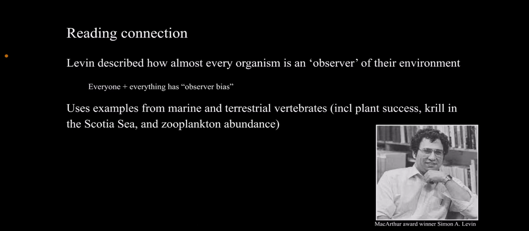Robert MacArthur's work was very monumental. An award was made in his name and once was awarded to Dr. Simon A. Levin. He describes how habitat scale is very important in spatial ecology and could possibly be distorted. His work described this as every organism being an observer of their environment. And this could be problematic since everyone and everything has something called observer bias. He used several examples from across the globe, including plant success, krill in the Scotia Sea, and zooplankton abundance, to illustrate how easy it is to distort scale using different types of observer bias.